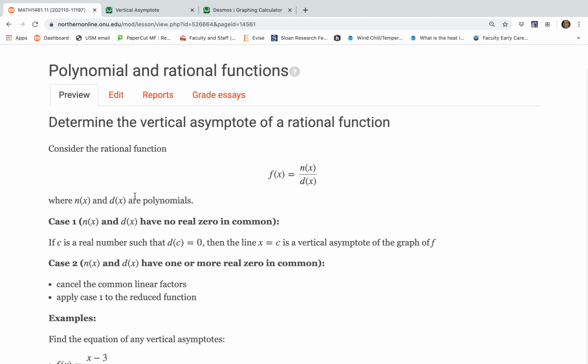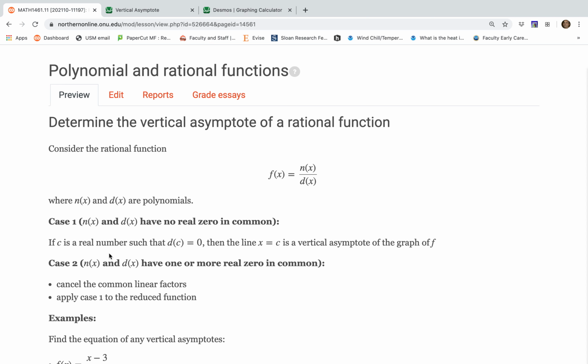So how do you find the vertical asymptote for this rational function? What we do here is, first of all, we try to see if they have some real zeros in common. If they don't have any real zeros in common, all you have to do is look into the denominator and see if the denominator is equal to 0 at some location. Whatever that location is, the vertical line there is said to be a vertical asymptote.